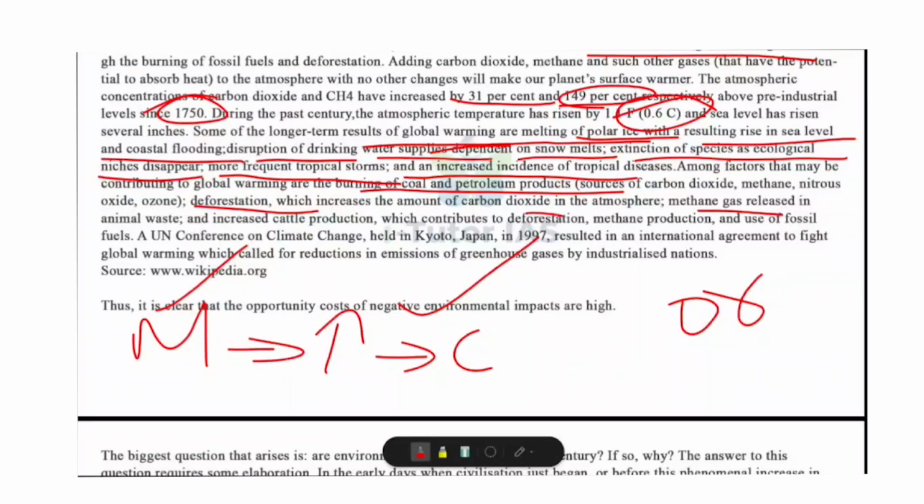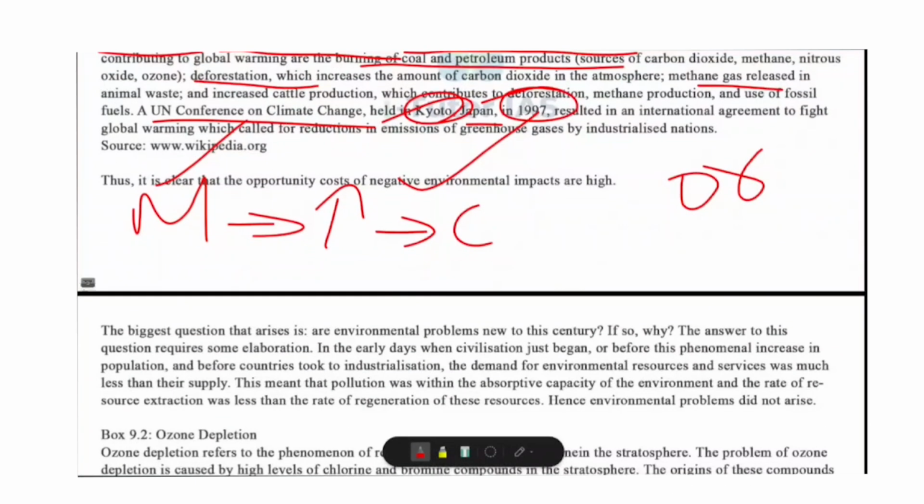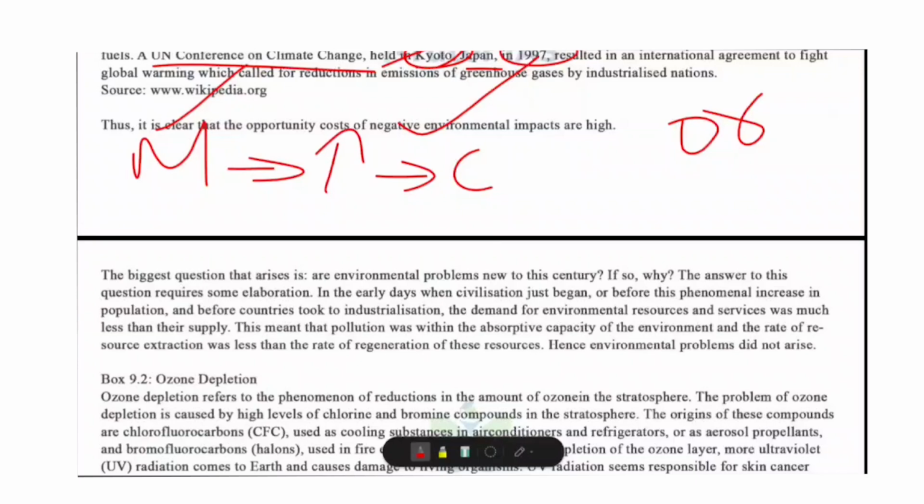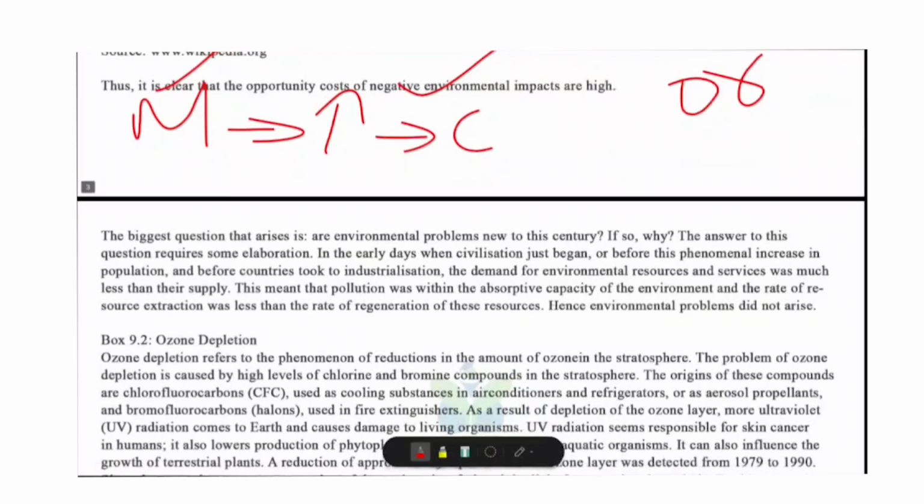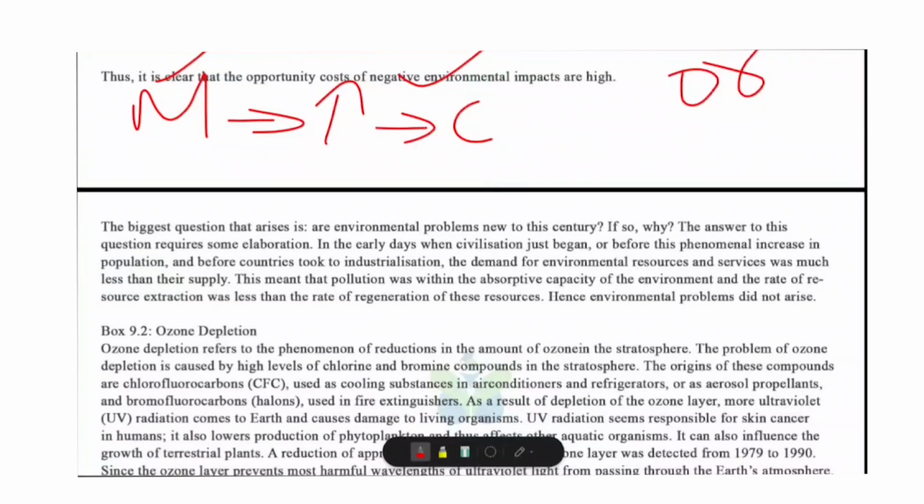To fight this, in 1997, the UN Climate Change Conference in Kyoto, that is in Japan, led to an international agreement where industrialized nations promised to reduce greenhouse gas emissions. In short, our actions are warming the planet, and if we don't act, the consequences for humans, animals, and the environment will be severe. So far we have seen that the costs of harming the environment are very high. Pollution, then deforestation, climate change, all these have serious consequences for our health, economy and future resources.